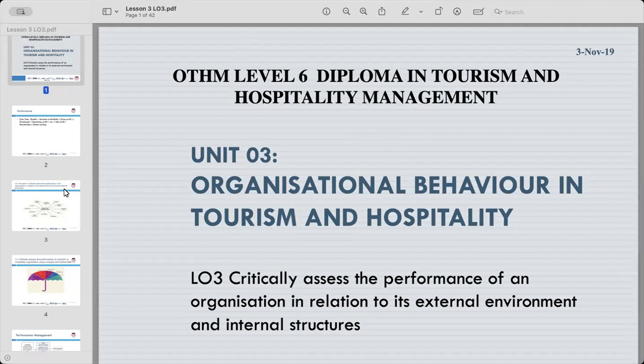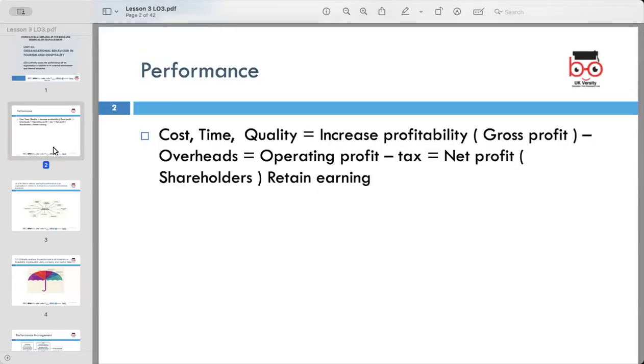Okay, so performance within the hospitality industry is a varied concept that includes various factors important for organizational success. These factors typically revolve around cost, time, and quality, collectively aiming to enhance profitability and ultimately benefit stakeholders such as shareholders.